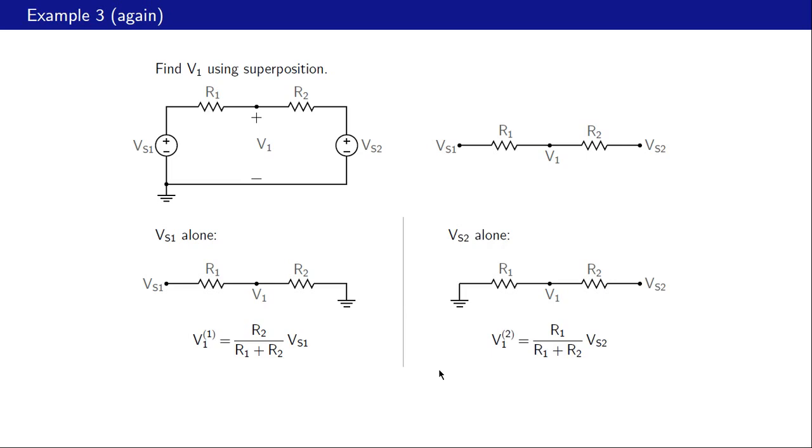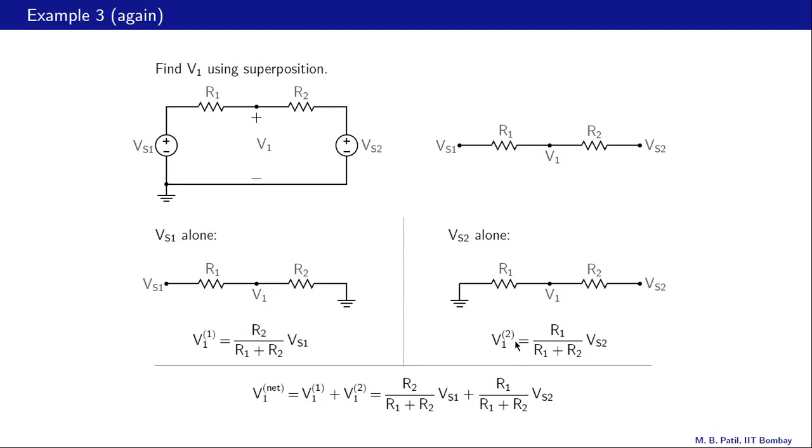And similarly in the second case, in which we keep Vs2 but deactivate Vs1, that means we connect this node to the reference node, we get V1 as R1 divided by R1 plus R2 times Vs2, and that is our V1 in case 2, and finally we get the net V1 for the original circuit as V1 in case 1 plus V1 in case 2, and that is this expression, which is the same as the one we have seen earlier.